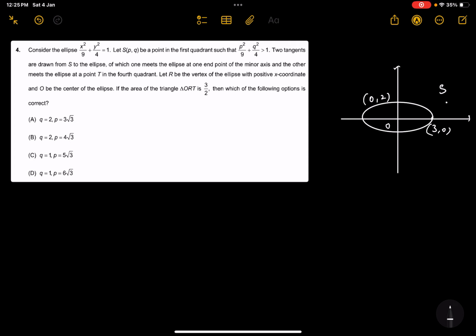Two tangents are drawn from S to the ellipse, of which one meets the ellipse at one endpoint of the minor axis, the other meets it elsewhere. So it's in the first quadrant. So this has to be one of the tangents. So the tangent at (0, 2) is y = 2. So we know that q is equal to 2 because this line is y = 2 and S lies on this line.